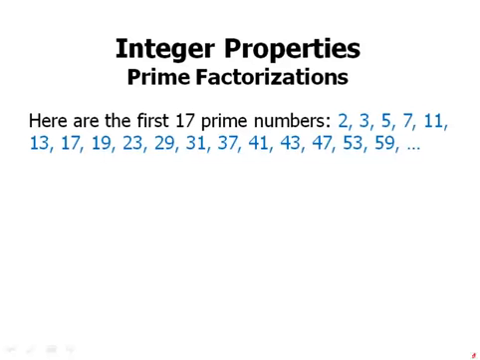Prime factorizations. This is a hugely important topic. First of all, here are the first 17 prime numbers, all the primes from 2 up to just below 60. And of course, the first 8, those are non-negotiable. You absolutely need to know those, and the others are very good ones to know as well.